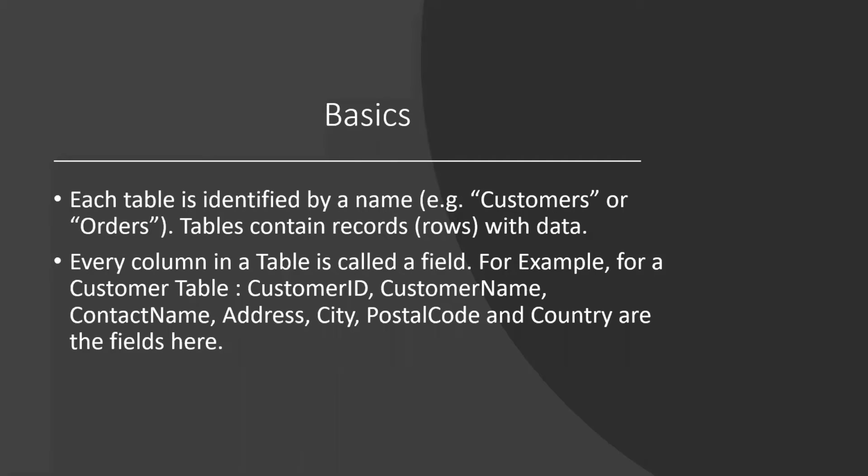So the basics, as we begin with, is that each table is identified by a name. For example, if we take a database of customer data, in that we'll have tables named customers or orders, and the tables contain records, which are rows with the data. Now every column in the database table is called a field. For example, for a customer table, customer ID, customer name, contact name, address, city, postal code are the fields.